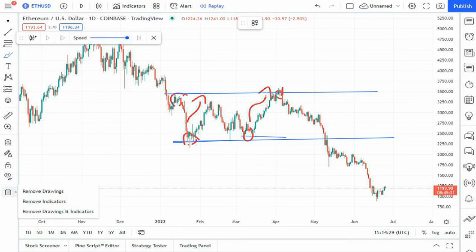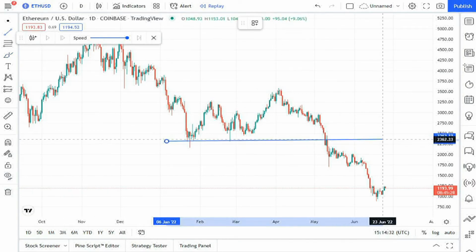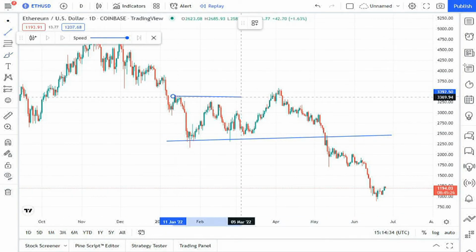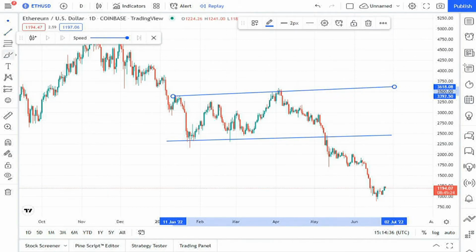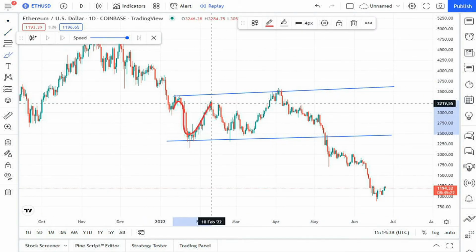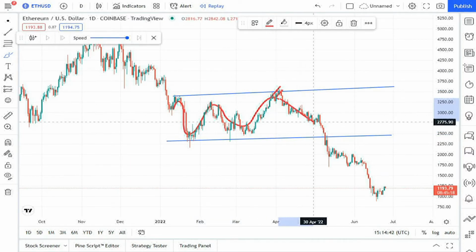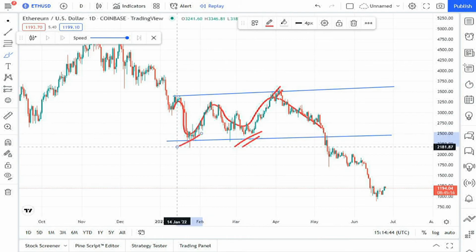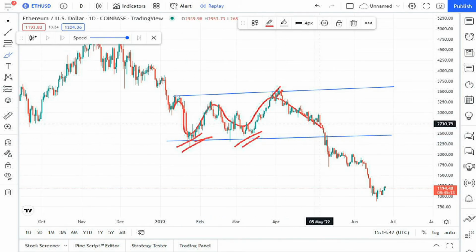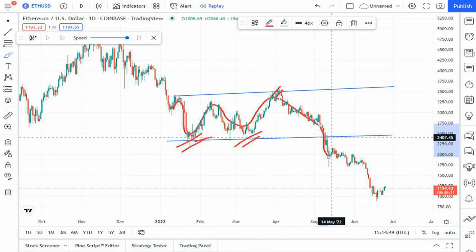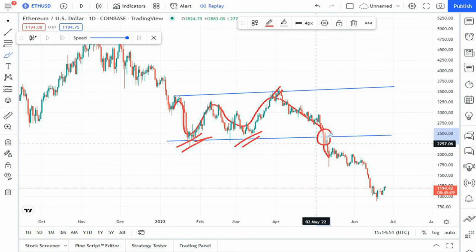Well, what we have to know is that there will be a bounce in each area of the resistance and the support until it reaches a stage where it falls below the support and decreases in momentum dramatically. Also, there are our trend lines, which indicate that each path between them is a complete wave.